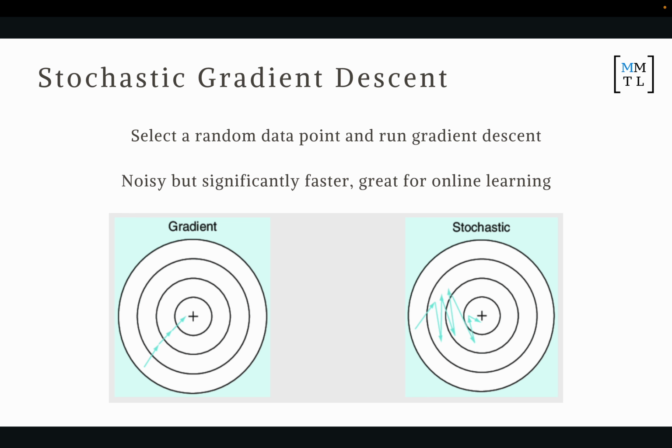What people came up with, I think about 10 years ago, was a method called stochastic gradient descent. Basically, at any run, you select a random data point from your data set, and then you train just on that data point. So it's a very interesting idea.